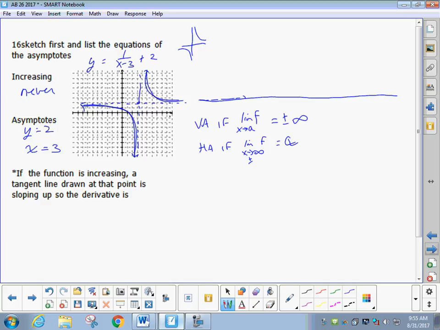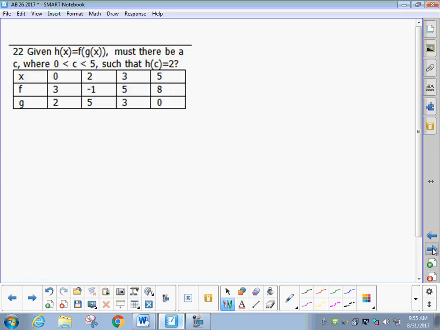If the function is increasing, a tangent line drawn at that point is sloping up, so the derivative is positive. We'll talk later about how you can decide if something's increasing by looking at the sign of the derivative. If you were to sum this up in 3 letters, you'd say IVT. True.